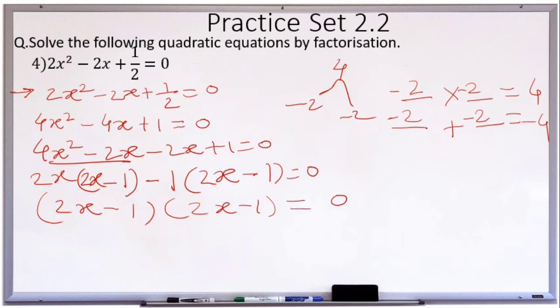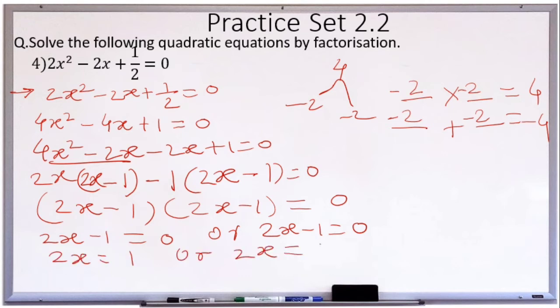Again by our property, one of them is 0, and hence we get 2x minus 1 equal to 0, or 2x minus 1 is equal to 0. Therefore 2x is equal to plus 1, and hence the solution is x is equal to 1 upon 2. Hence our solution is 1 upon 2.